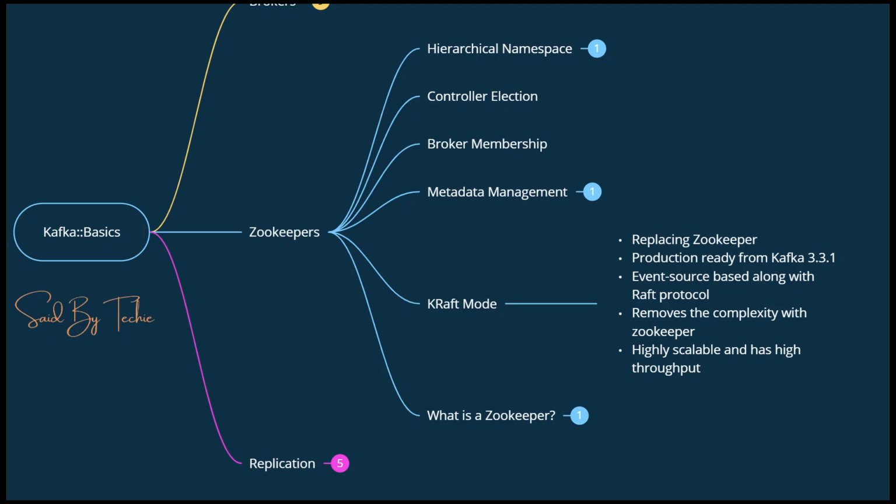Older versions of Kafka, right, do not support KRaft mode, and users must upgrade the client versions, of course, right, for KRaft mode. The latest versions support this and they are marked for production ready. Of course, KRaft mode is more scalable and eliminates the complexity that comes with the Zookeeper. It's highly scalable and provides high throughput, right? So this is about Zookeepers, and we are gonna have a separate discussion on KRaft mode.